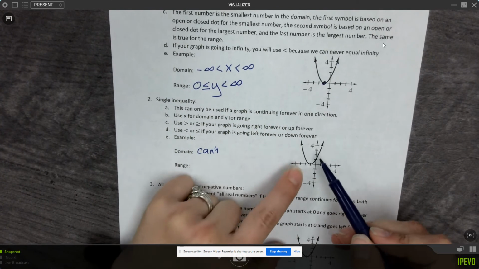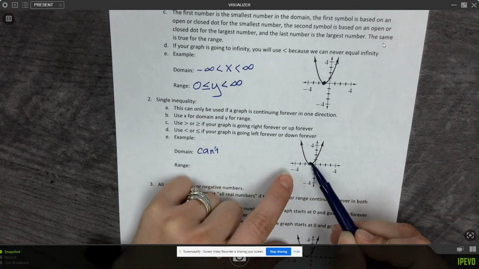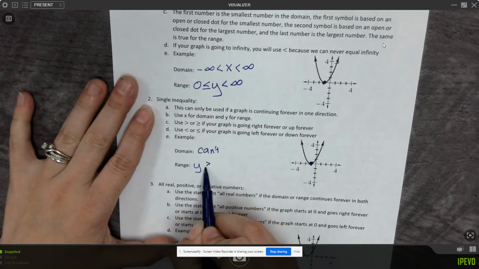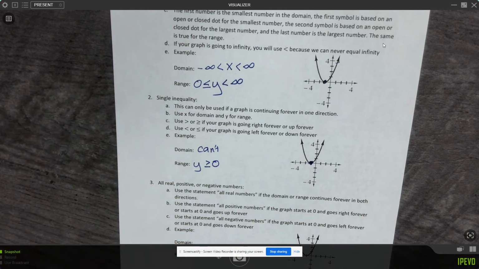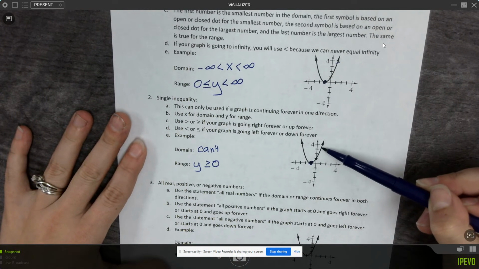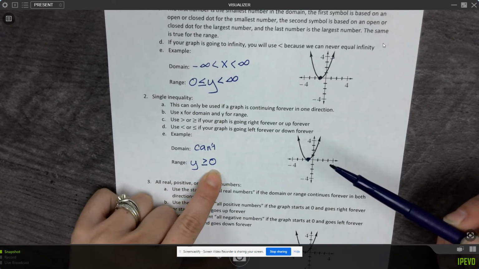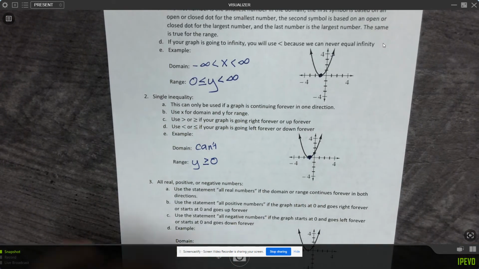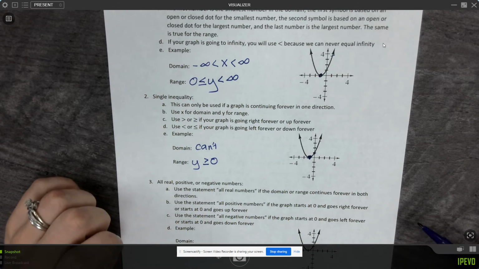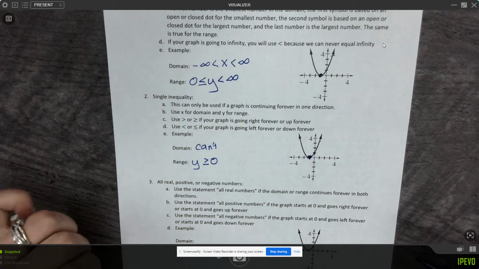It's going up. So all of the y values are greater than this point, which is still closed. So my y values have to be greater than or equal to 0. Right? Because all of these y values, I have a y value here at 1 and at 2 and at 3 and at 4. They're all greater than or equal to 0. That only works if your graph is continuing in one direction. Left or right only, and then up or down only.